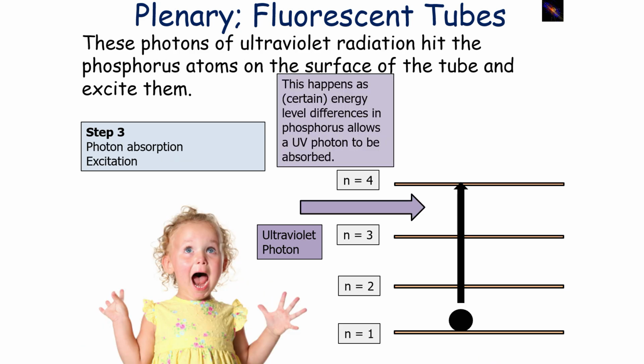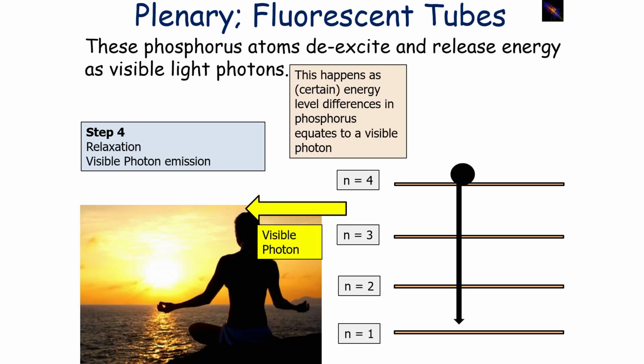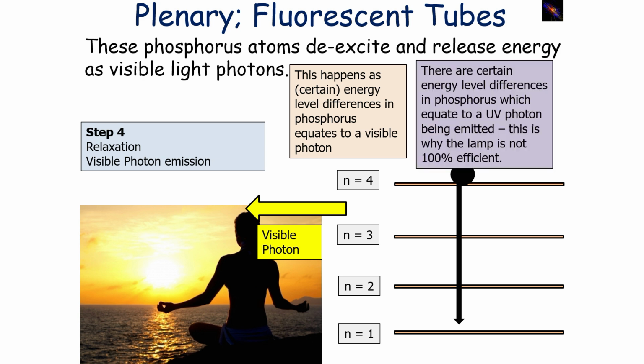So what then happens is the photons of UV radiation hit the phosphorus atoms on the surface of the tube and excite them. This happens as certain energy level differences in phosphorus allow for UV photons to be absorbed to cause excitation. Eventually, the phosphorus atoms de-excite and release the energy as visible light photons. This happens as certain energy level differences in phosphorus equate to a visible photon. Now there are certain energy level differences in phosphorus that equate to UV photons being emitted, which is why a lamp is never 100% efficient.